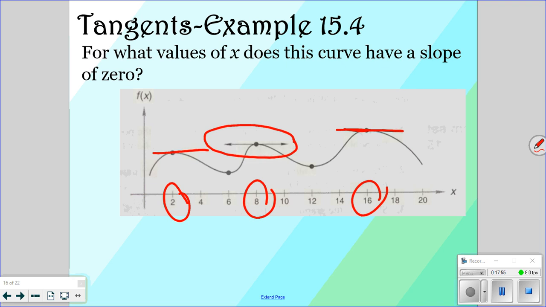Y'all see any others? Hopefully you're thinking maybe 6. It does have a slope of 0 if we draw the tangent line. And also at 12. Those would be the 5 values of x where you have a slope of 0.